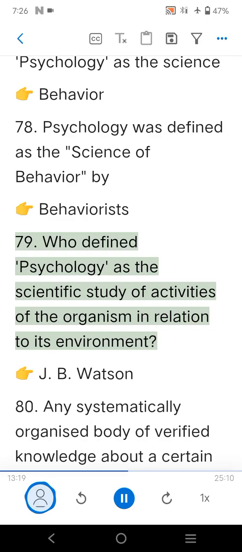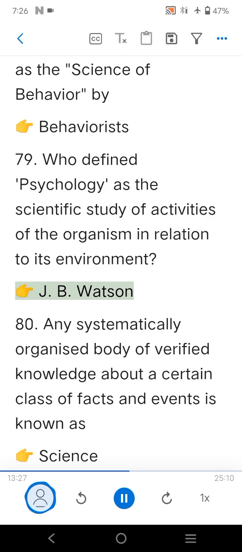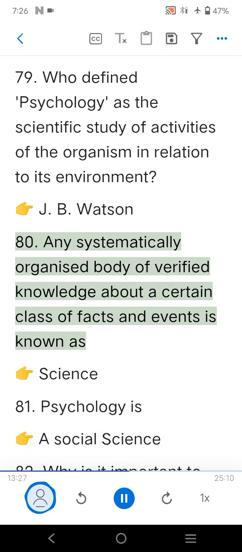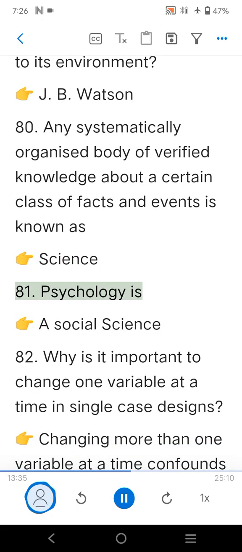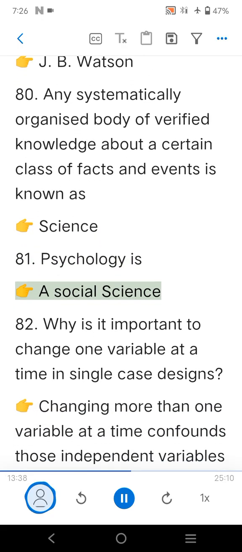79. Who defined psychology as the scientific study of activities of the organism in relation to its environment? J. B. Watson. 80. Any systematically organized body of verified knowledge about a certain class of facts and events is known as science. 81. Psychology is a social science.